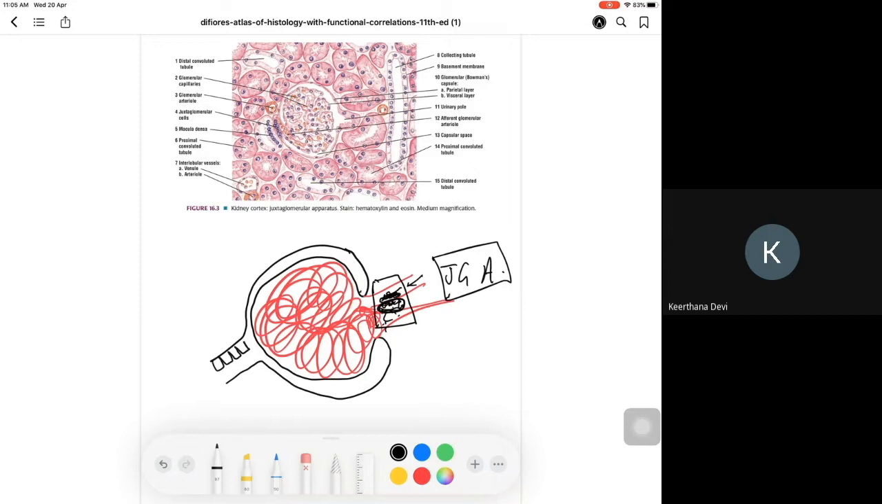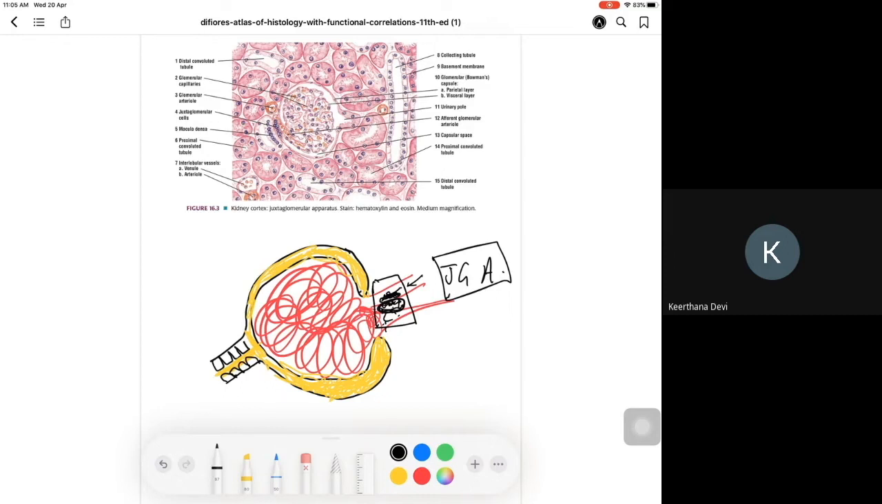This is the Bowman space, okay? So, I will fill it up with urine here. Urine is supposed to be here. See, kidney is a wonderful organ where it takes in blood and outputs urine. I know urine won't be this yellow in color. It is not a jaundiced patient, but I just want to show it. So, it continues into the proximal tubule, and again the epithelium will be there in the proximal tubule.